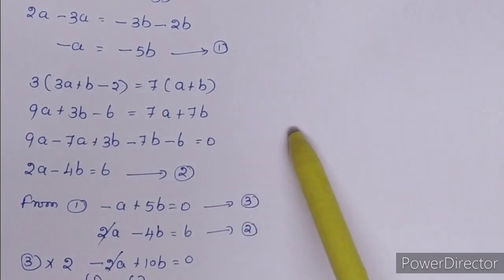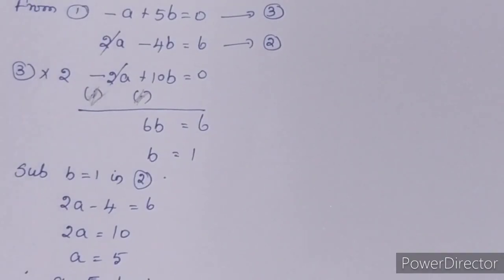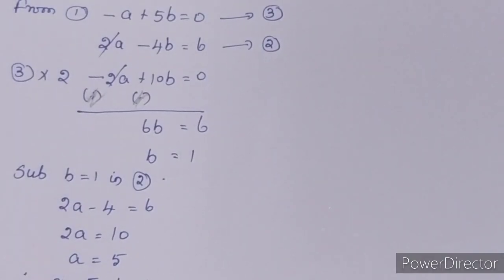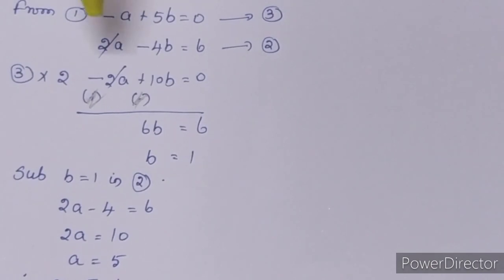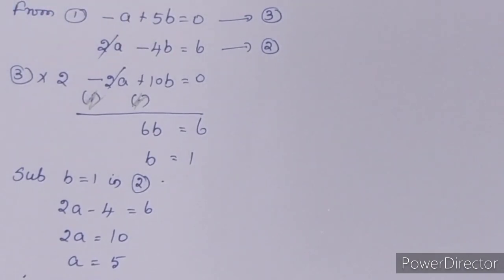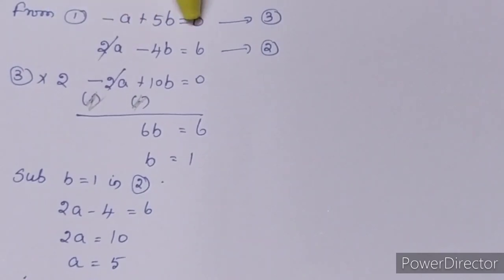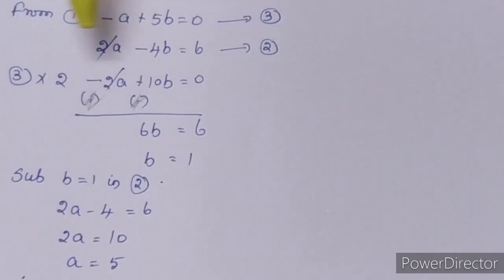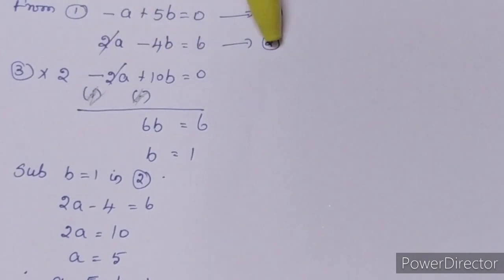I hope this is clear to you. From the first equation, the first equation was minus a is equal to minus 5b. Now keeping this minus a on the same side and bringing this minus 5b to the other side as plus 5b, so minus a plus 5b is equal to 0. This is the third equation. Now 2a minus 4b is equal to 6 is the second equation.